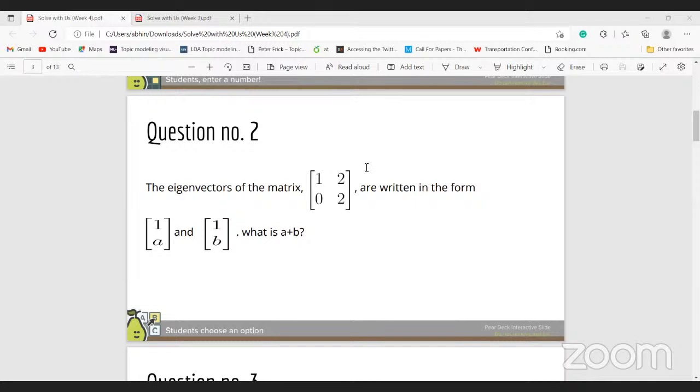So the first eigenvector is 1, 0. Second eigenvector is 1, 0.5. Now add 0 and 0.5. So the answer is half.